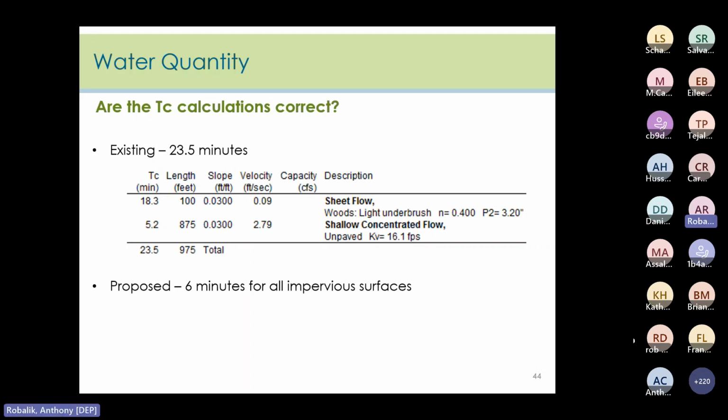Proposed assumed TC was 6 minutes for all the impervious surfaces. Again, this is another deviation from the current rule, but acceptable at the time. There's no longer a minimum or default value for TC when using the NRCS method. TC must be calculated for both the pre and post conditions.